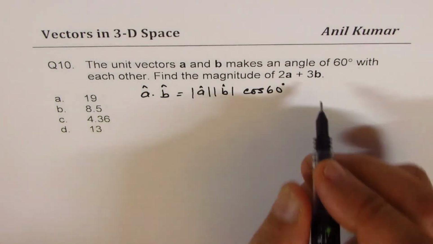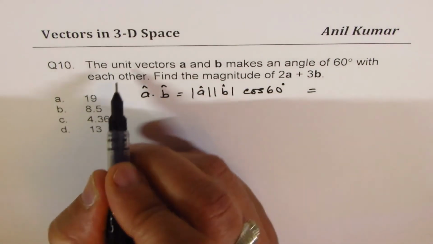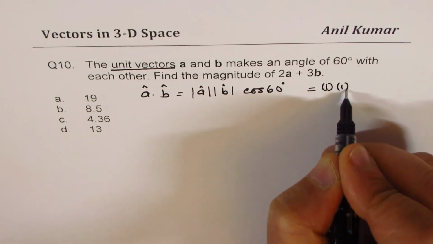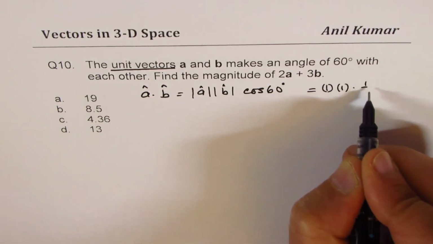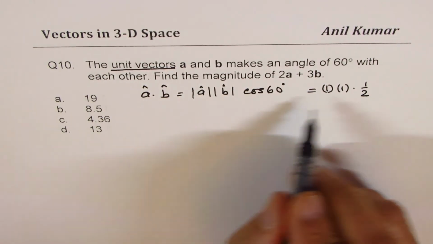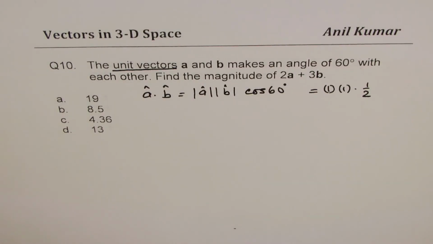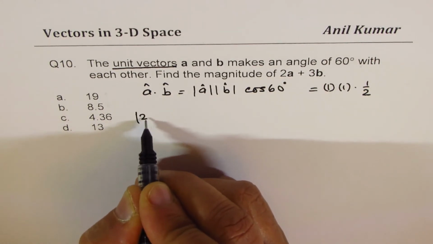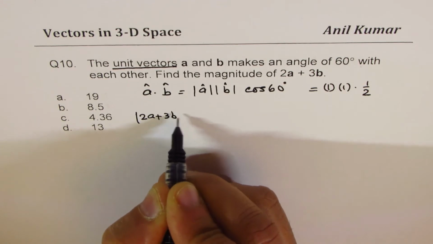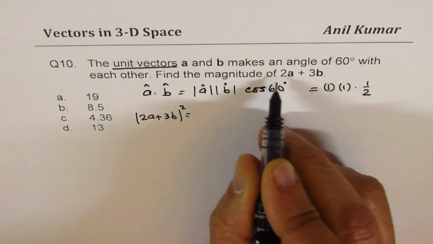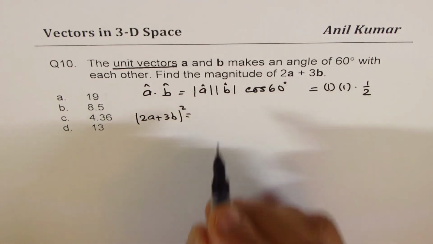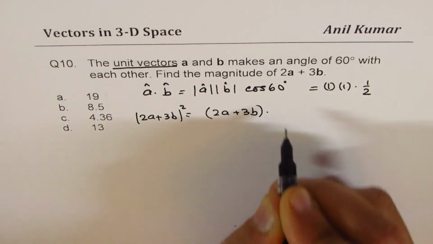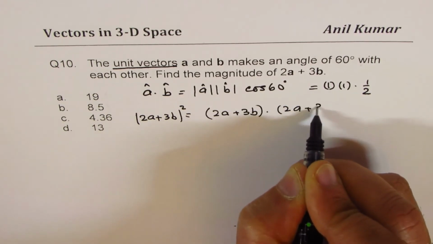Now, since they are unit vectors, their magnitudes are 1. So we have 1 times cos of 60, which is half. So A dot B is half. To find the magnitude, what should we do? Well, the square of the magnitude of 2A plus 3B is given by their dot product, which gives you the square. So that is 2A plus 3B dot 2A plus 3B.